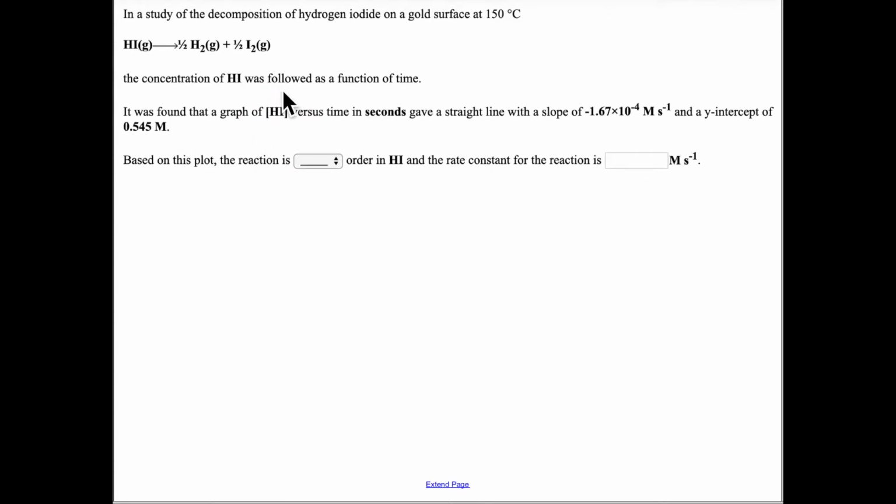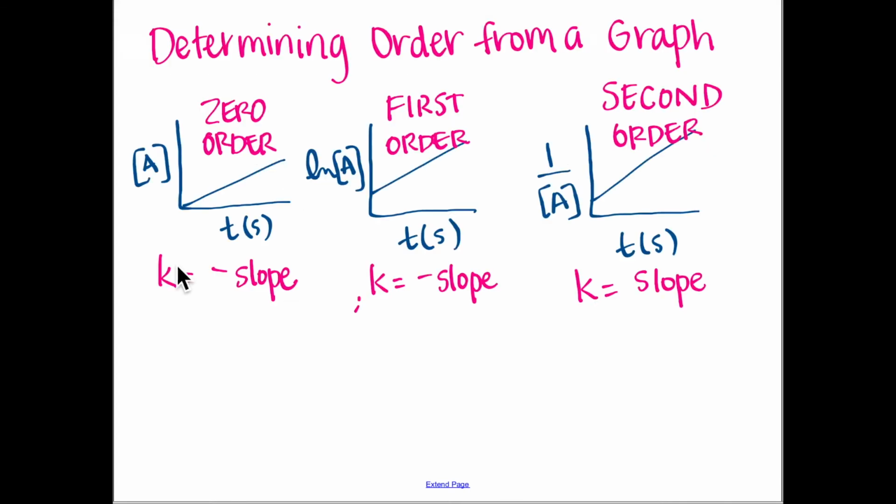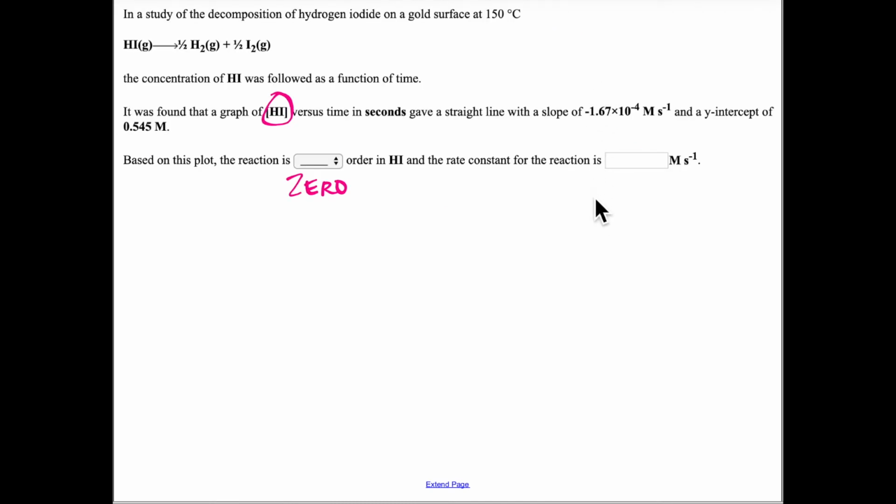And this one, a graph of this reactant with no modifications versus time gave a straight line. So we know that it's zero order. And the rate constant for the zero order is equal to the negative slope. So again, we just change the sign.